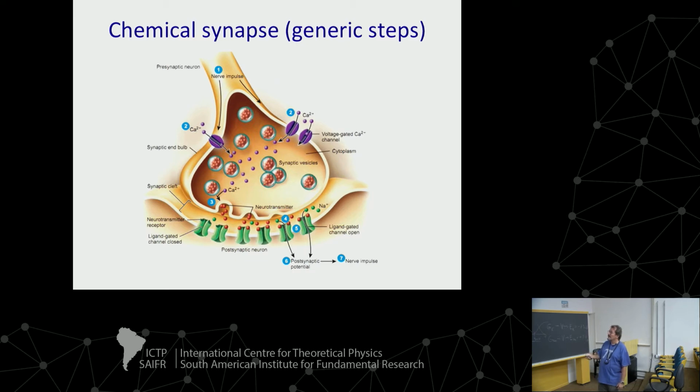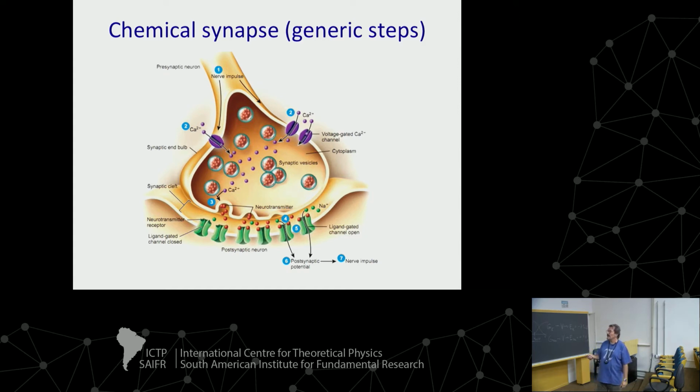And the binding can open the receptors, and the receptors are ion channels, so they let ions, say sodium, enter the cell, and the entrance of the sodium can depolarize the cell, creating a postsynaptic potential. They could also be, say, potassium channels, and potassium can exit the cell, and this hyperpolarizes the cell.